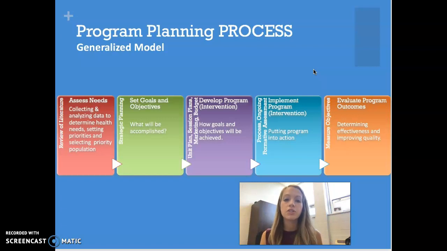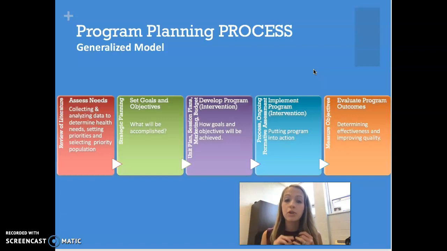Then we're going to move on to setting goals and objectives. This is our strategic planning process. What is going to be accomplished by our program? And we'll look at an example next to put two and two together, but I'm going to go through the process first. Then we're going to actually develop our program and pinpoint those interventions that are going to meet those goals and objectives.